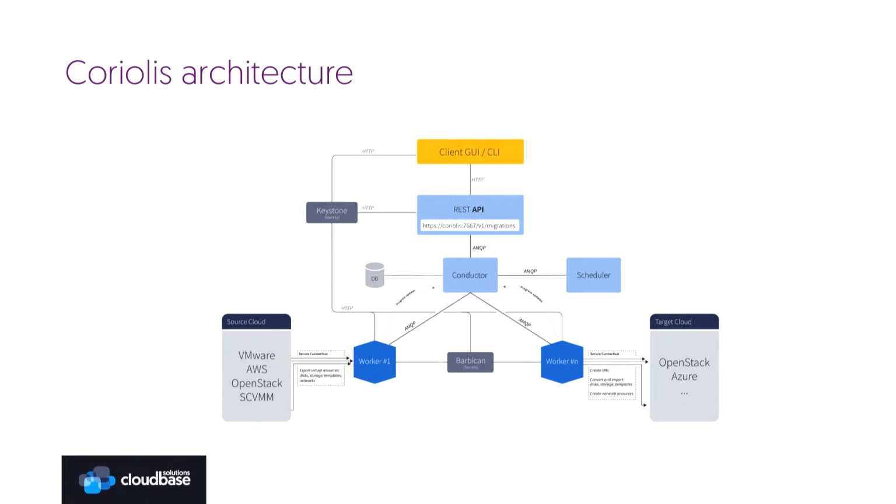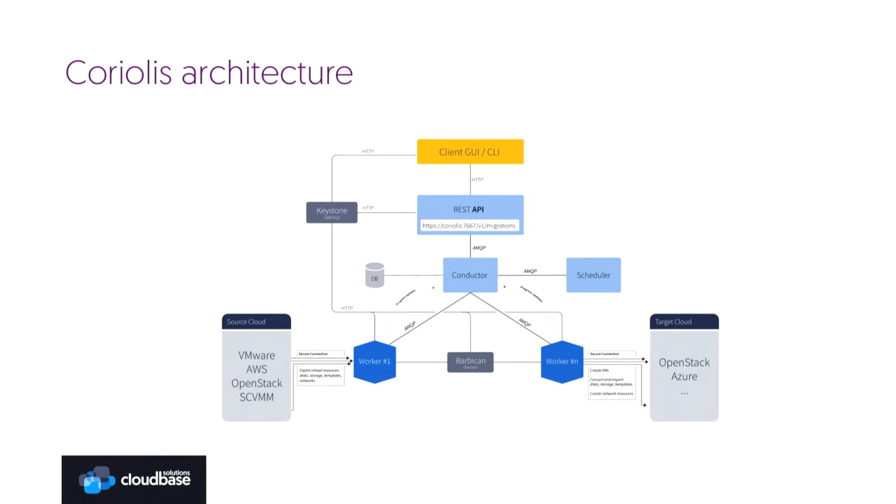You have a REST API endpoint, a conductor which is in charge of, let's say, orchestrating all the operations, and you have a bunch of workers. The workers are the ones in charge of connecting to your source and target infrastructure, okay?